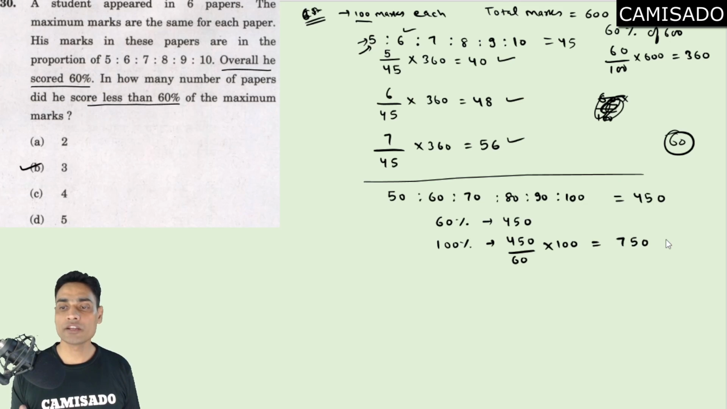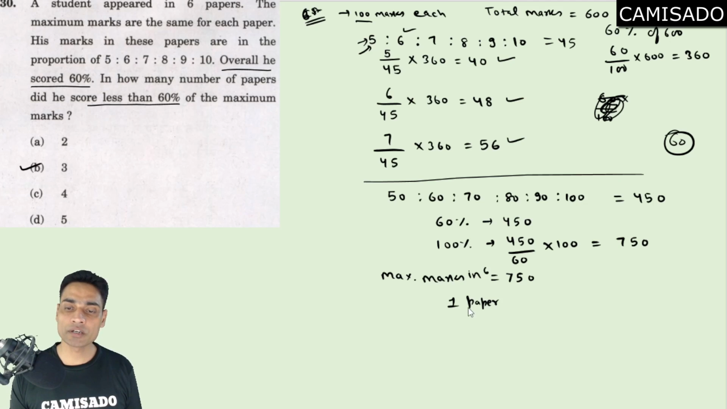So 750 is the maximum marks you can obtain combining all the papers, in all 6 papers. So one paper has got the weightage of 125, correct. So each paper is of 125 marks.